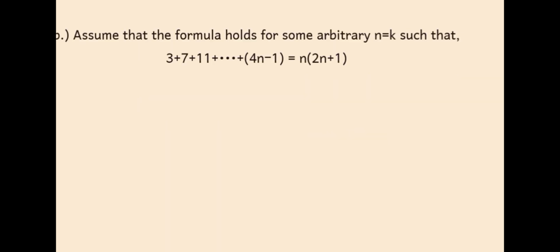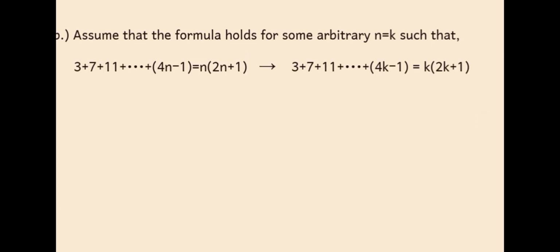Now, the next step would be to assume that the formula holds for some arbitrary n equal to k, such that 3 plus 7 plus 11 plus ellipsis plus the quantity of 4n minus 1 is equal to n times the quantity of 2n plus 1. So now we'll have this mathematical statement: 3 plus 7 plus 11 plus ellipsis plus the quantity of 4k minus 1 is equal to k times 2k plus 1. What we did is we only substituted k for all n.